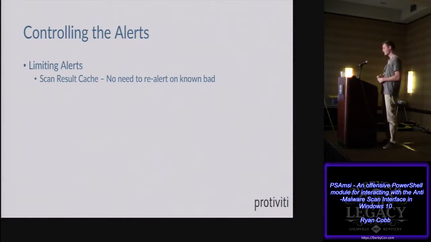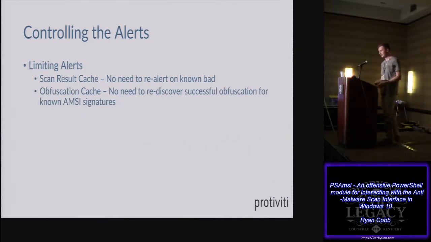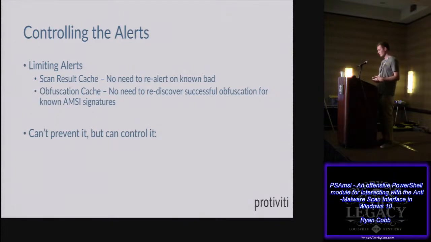So we can't really prevent the alerts from being generated, but we can limit them and control them really tightly. So to limit alerts, PSAMC uses a scan result cache so that it will remember all of its scan results. We saw an example of that right at the beginning of the presentation. So that if it sees a signature that it already knows has been detected, it won't rescan it and generate a new alert. It'll just tell you that it is detected. Secondly, it maintains an obfuscation cache. So when it finds a successful obfuscation attempt for a given signature, it will just reuse that obfuscation attempt instead of re-alerting trying to find it again.